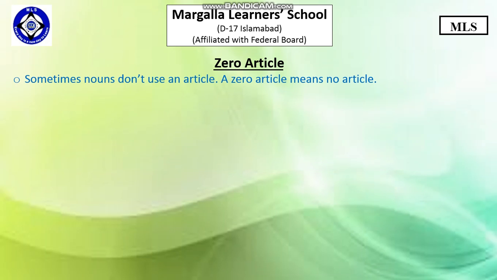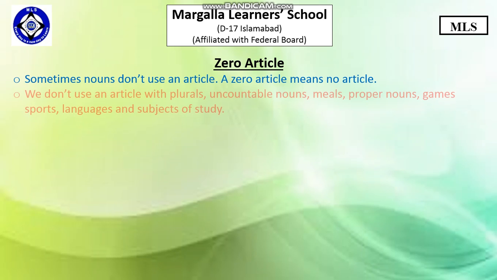Sometimes nouns don't use an article. A zero article means no article. Let's see which things do not use an article. We don't use an article with plurals, countable nouns, meals, proper nouns, games, sports, languages, and subjects of study.